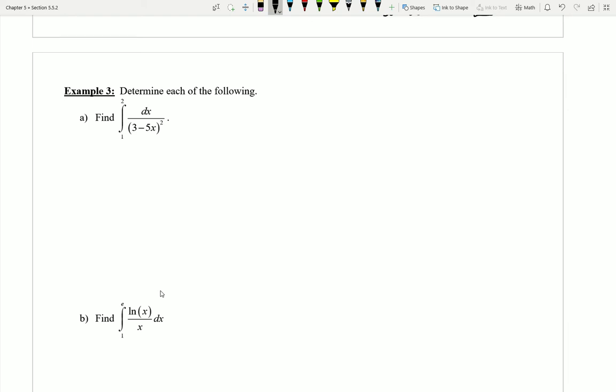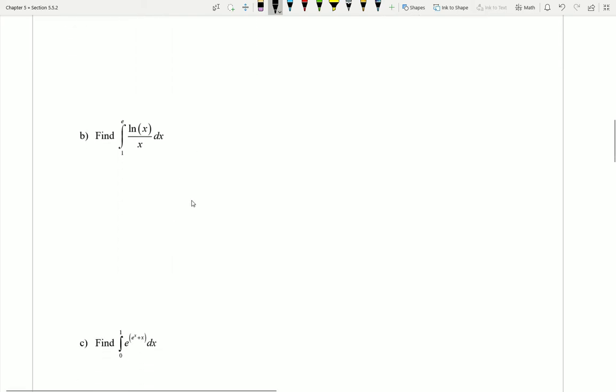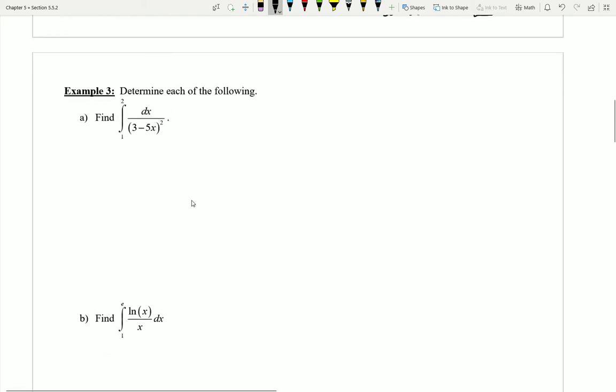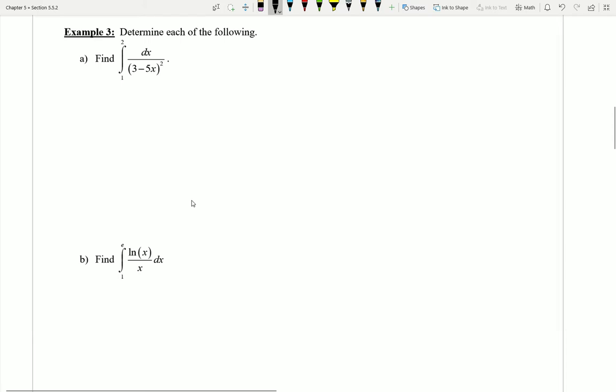So over the past two videos, we looked at two examples of using this concept of a U substitution to evaluate some more complicated definite integrals. In example 3 here, I have three more examples that I'm actually going to ask you to spend some time trying to work through.